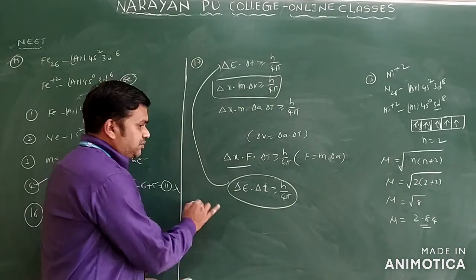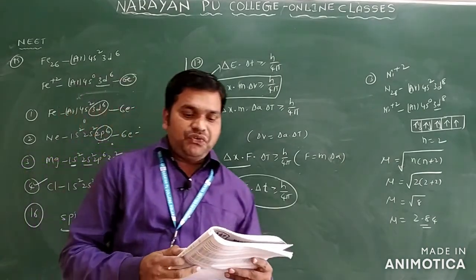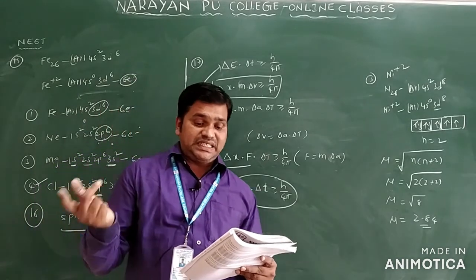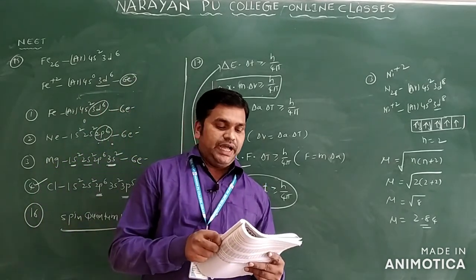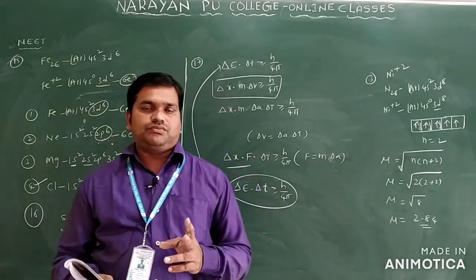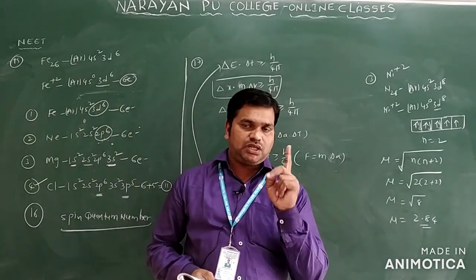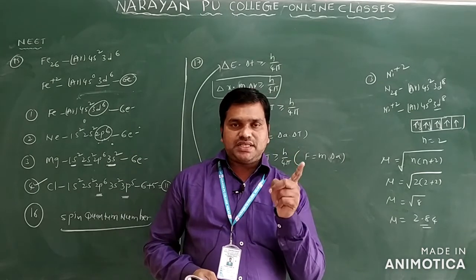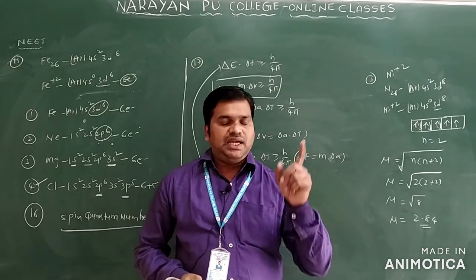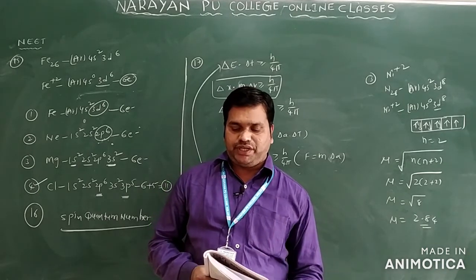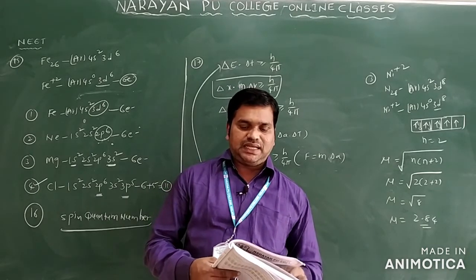Now, next you can see option 2 we have. Half filled and full filled orbitals have greater stability due to greater exchange energy, greater symmetry and more balanced arrangement. Half filled and completely filled configurations are stable because of two reasons. One is symmetry, and one more is exchange energy. That is also the correct answer.